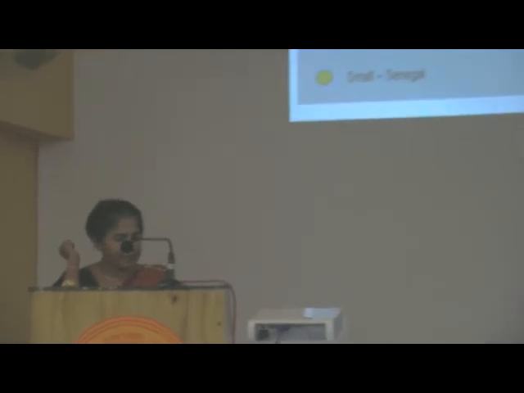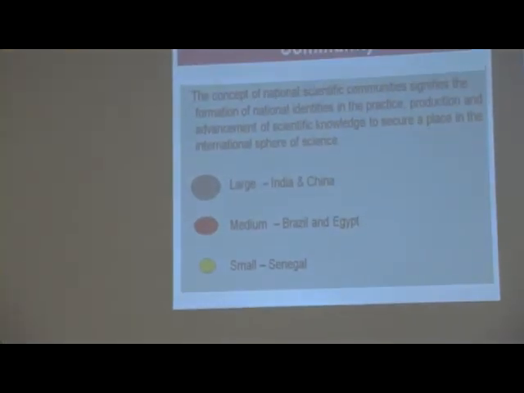The concept of national scientific community signifies the formation of national identities in the practice, production and advancement of scientific knowledge to secure a place in the international sphere of science. And there was a time when this scientific community concept was emerging in the countries. As of now, there are large scientific communities in India and China, medium ones in Brazil and Egypt, and small countries like Senegal in Africa. They are very strong scientific communities.